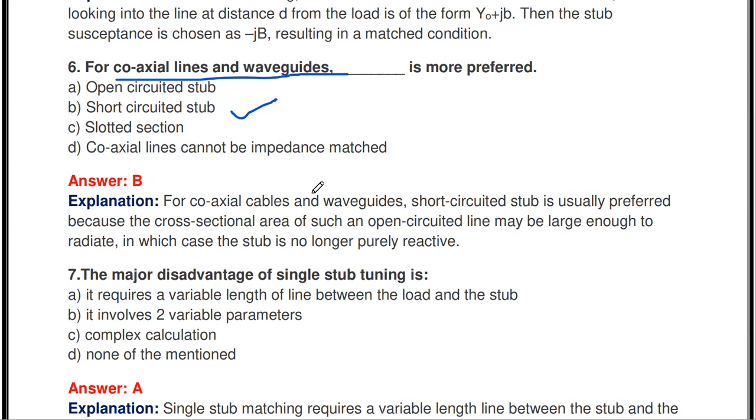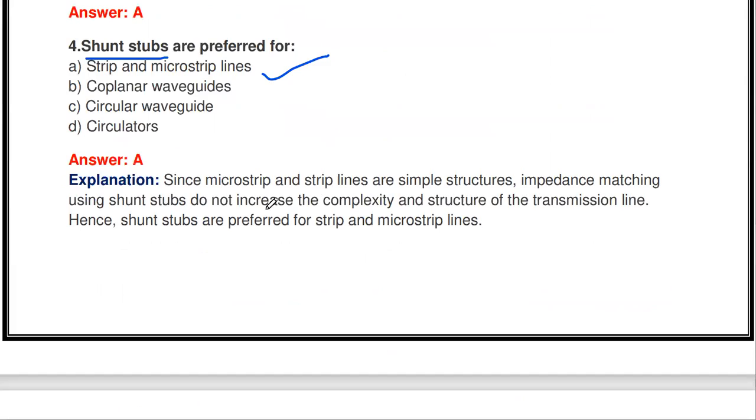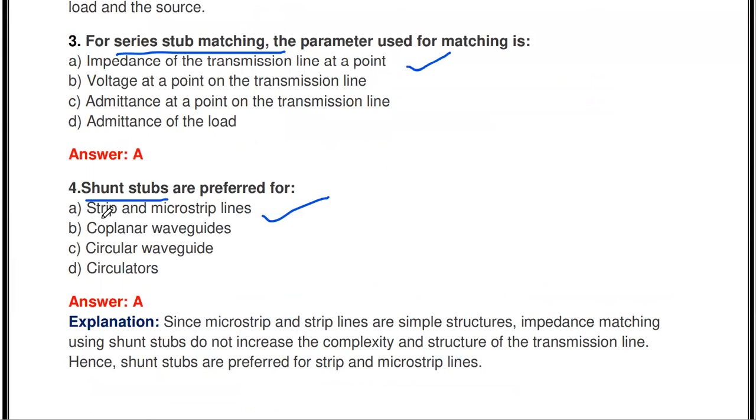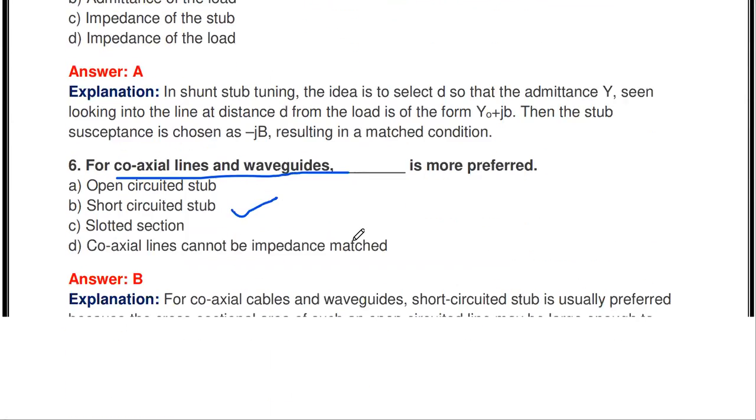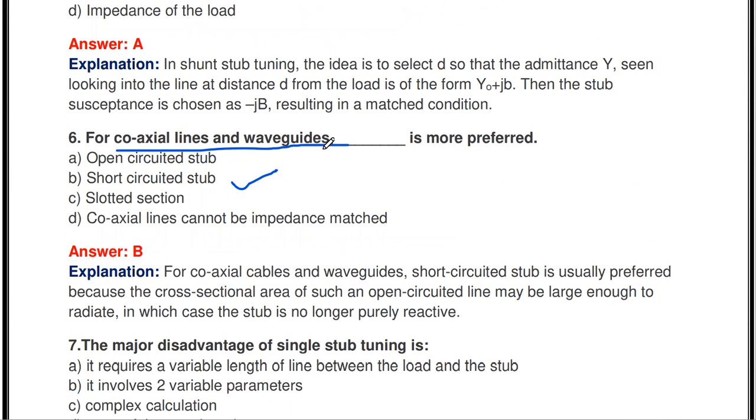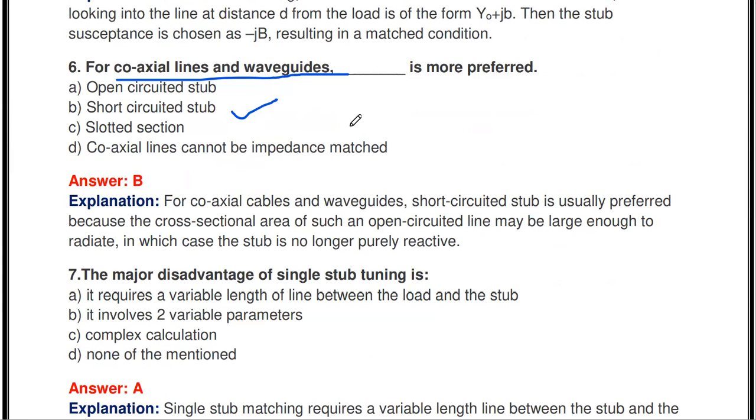We already discussed one question: in strip and microstrip line, the preferred one is the shunt stub. Similarly, for coaxial line and waveguides, the short circuited stub is more preferred. So you just remember it: for coaxial line and waveguide, short circuited stub is more preferred over open circuited stub.